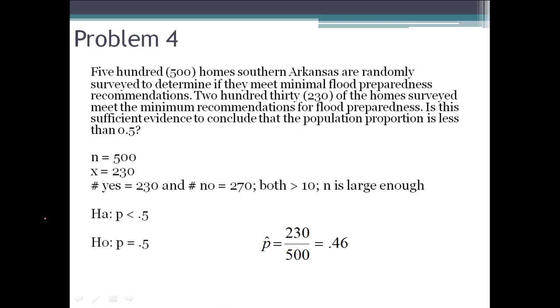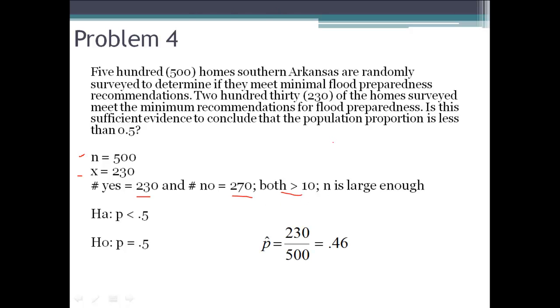Okay, so problem 4. This is a 1 proportion z-test, the same kind that we've seen before. We have a sample size of 500. 230 have met the minimum recommendations. Yes, 230. No, 270, that's 500 minus 230. Both greater than 10, so n is large enough to guarantee a bell-shaped sampling distribution.